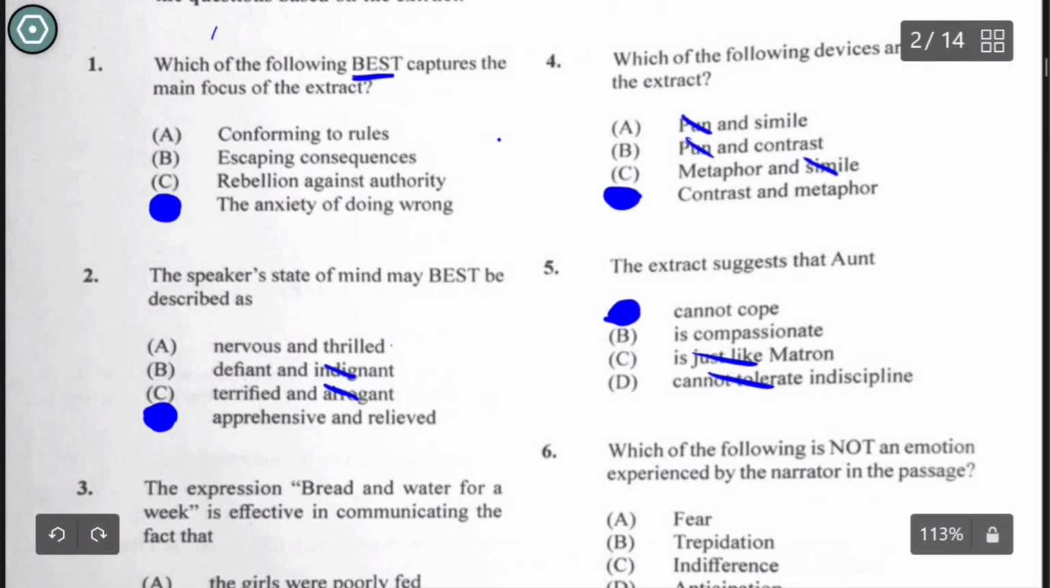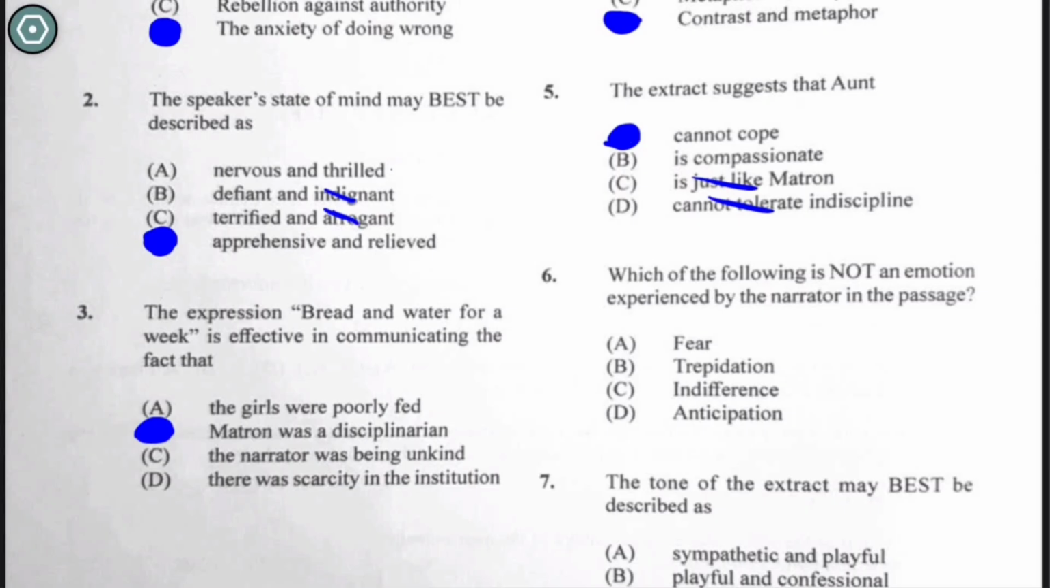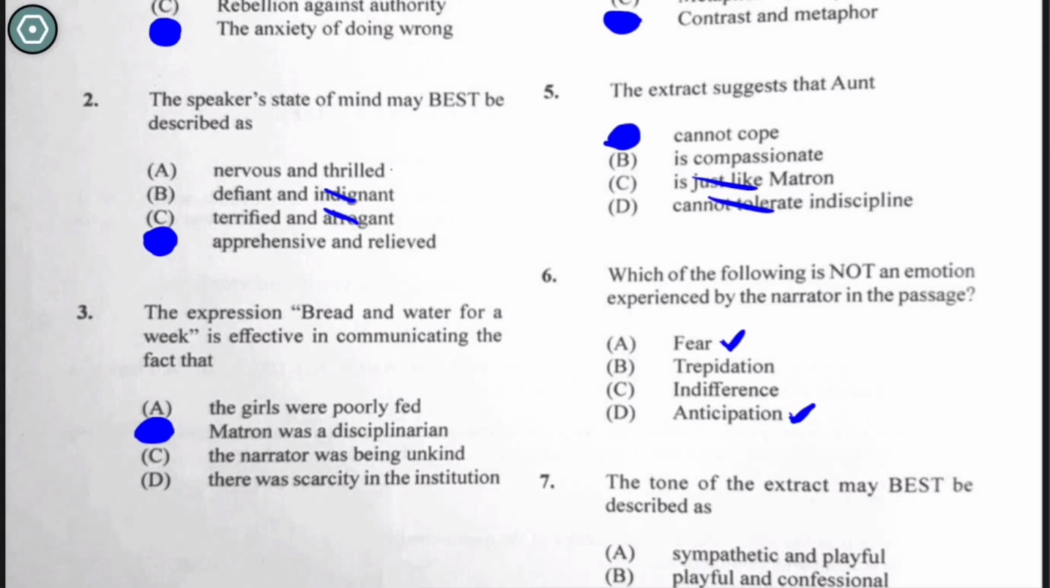Number 6, which of the following is not an emotion experienced by the narrator in the passage? Fear, trepidation, indifference, or anticipation. Now, anticipation would be the most obvious, and the fear of being caught, that was there running through her mind. The fear of someone asking her a question that would lead her to let the cat out of the bag, and she wasn't for that, right? And now you are stuck between trepidation and indifference.